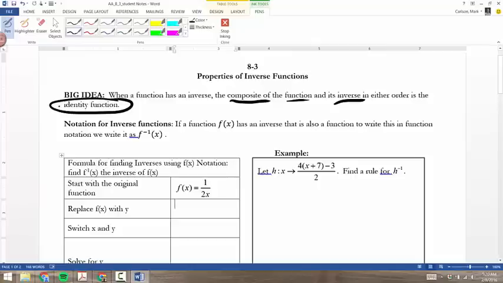Before we do that, let's first understand how we write inverses as they relate to functions. If we have any function, we'll call it f of x, and that function has an inverse that is also a function. We write it like this: f inverse of x, so f to the negative first power of x. Raising something to the negative first power indicates an inverse.